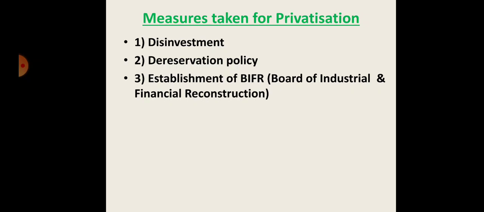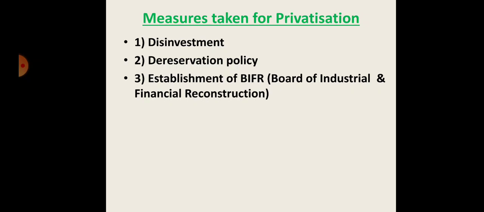Then the second measure taken for privatization is the de-reservation policy. We know the de-reservation policy means what? The number of industries reserved for the public sector has been reduced under privatization. The industrial policy of 1956 reserved 17 industries for the public sector. The new economic policy reduced this number to 8, then gradually to 3 and then 2. At present, only railway transport and atomic energy are reserved for the public sector, and the rest is totally 100% open for the private sector. That is called the de-reservation policy.